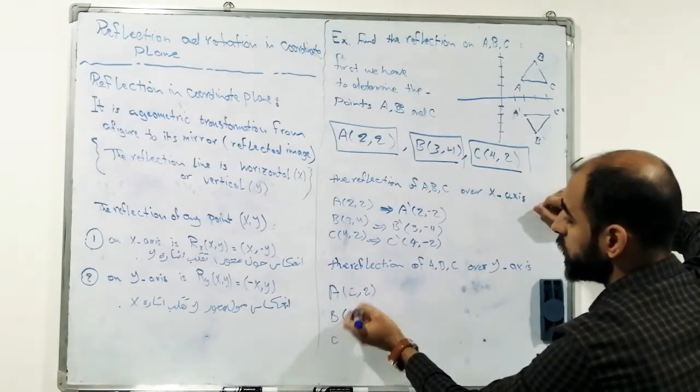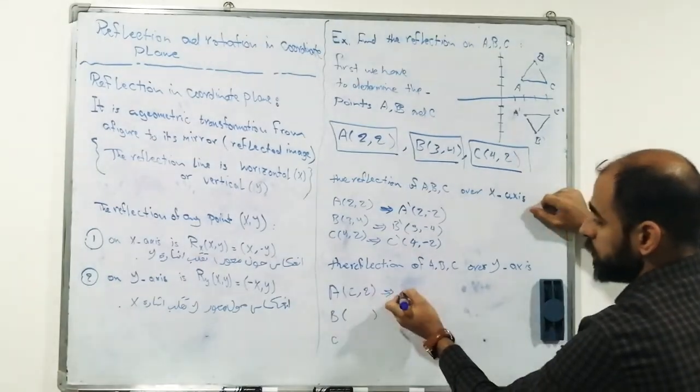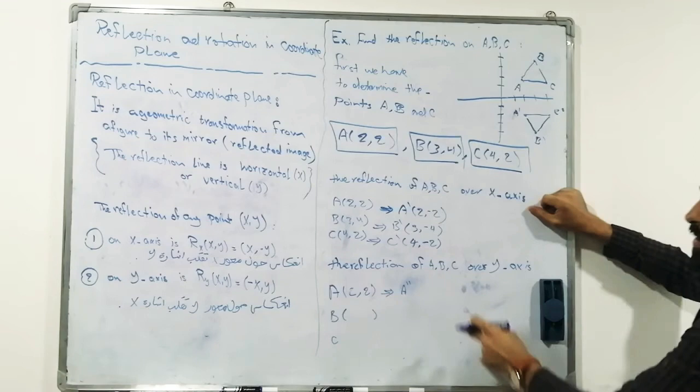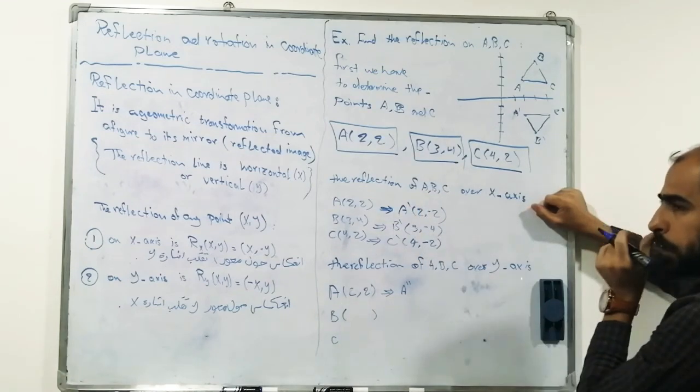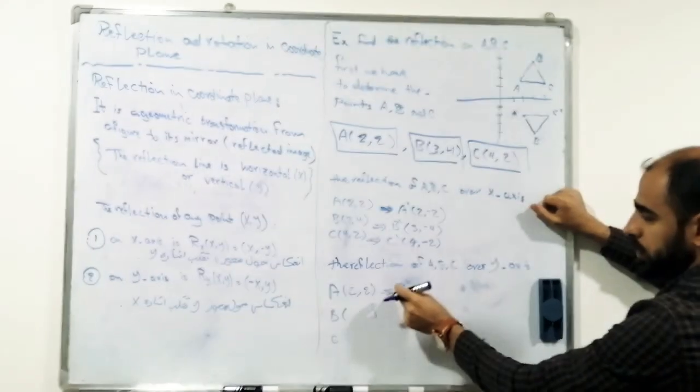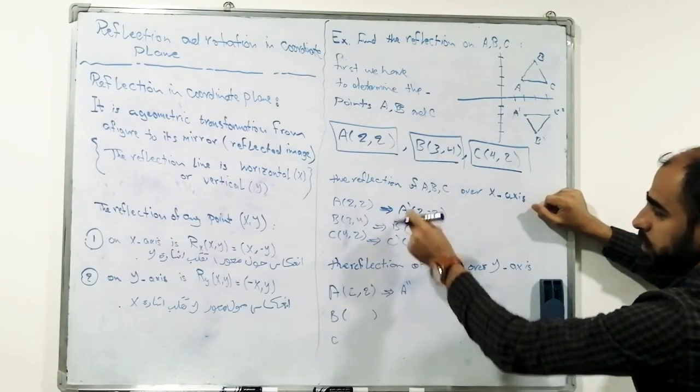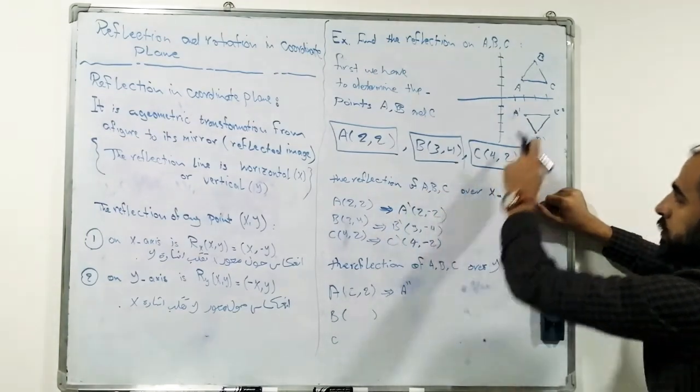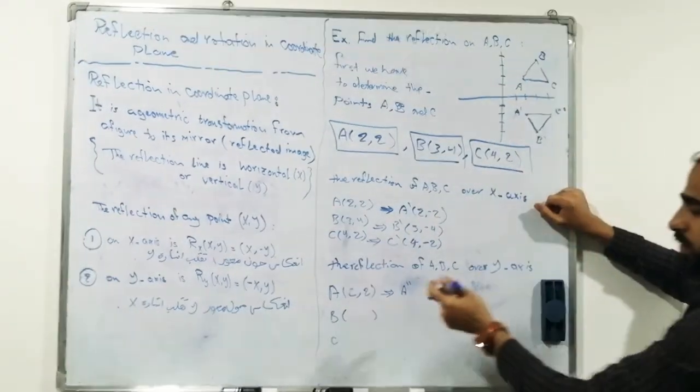The first point A 2 2, A double dash. Let's call it A double dash, not A dash, because A dash you represented it to the reflection over x.